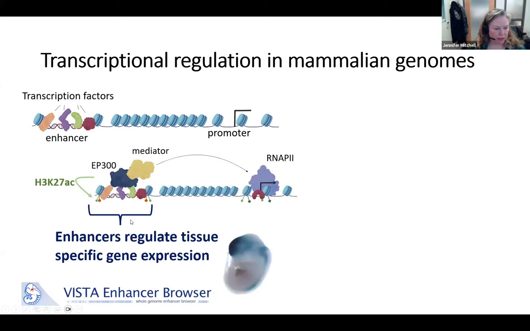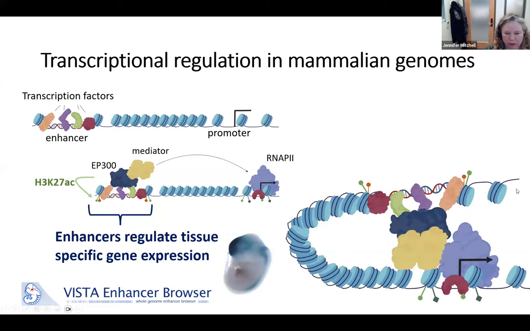Of course, I mentioned already that enhancers are really important for regulating tissue-specific expression. Whereas basal promoters tend to just turn a gene on at low levels in a larger number of different cell types, enhancers can really fine-tune the spatial and temporal regulation of the expression of a particular gene. And what I'm showing you here is an example from the VISTA enhancer database of a piece of DNA that regulates high-level expression of a reporter gene in the mouse forebrain at mid-gestation.